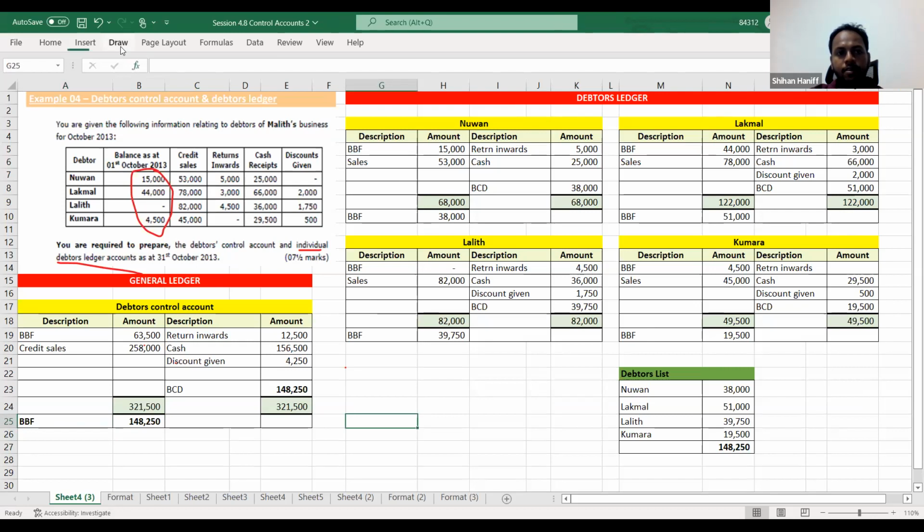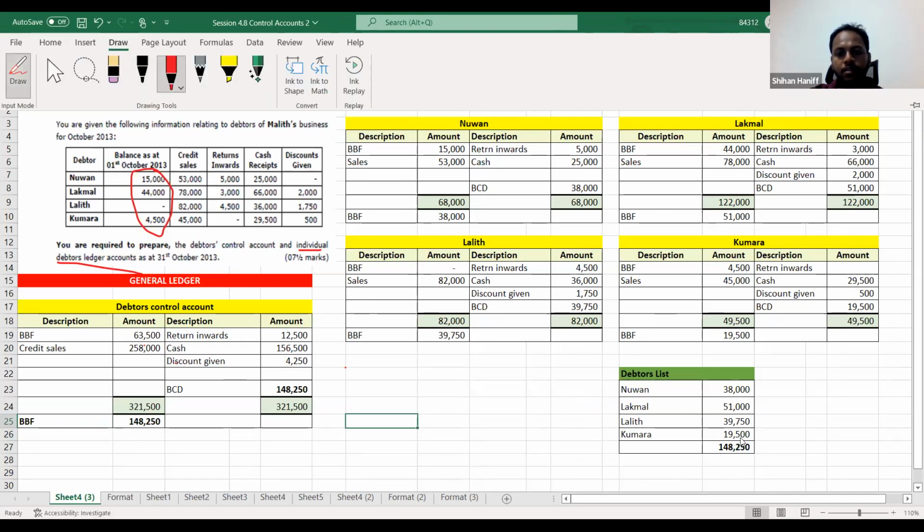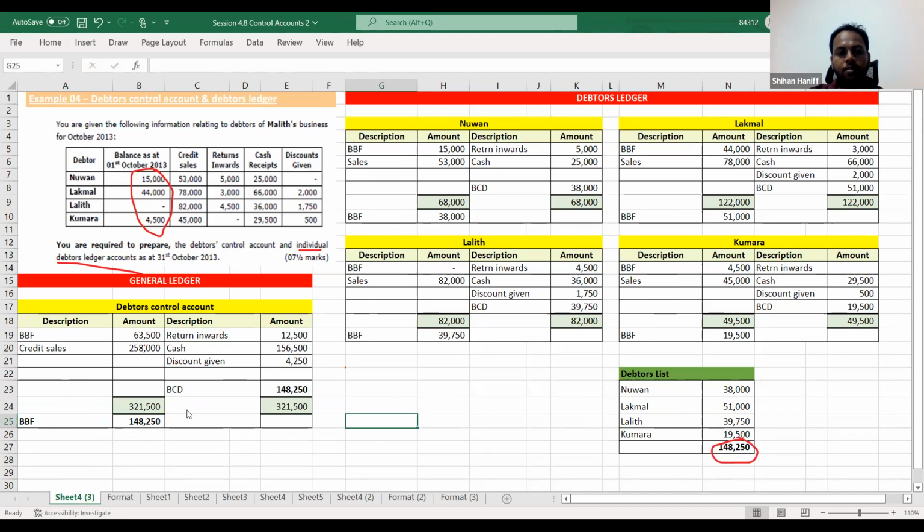So always the individual total balance should be equal to the control account total balance. If there is a difference in these two, then only we do the reconciliation part. In reconciliation, we prepare the adjusted control account and the reconciliation statement.